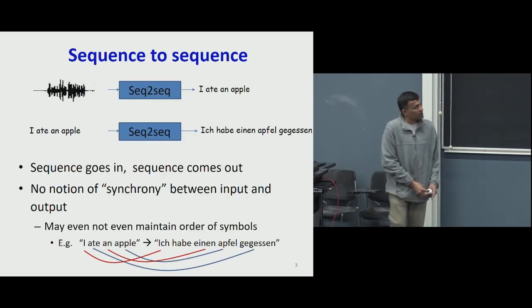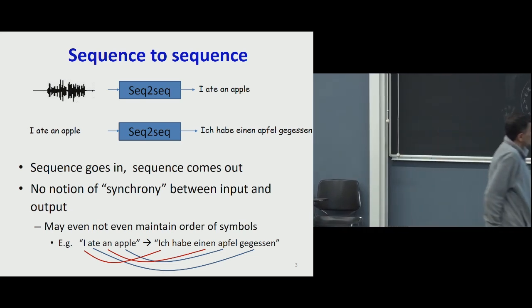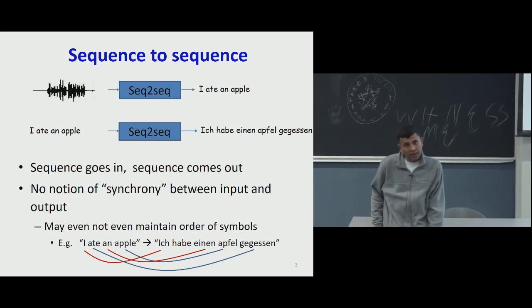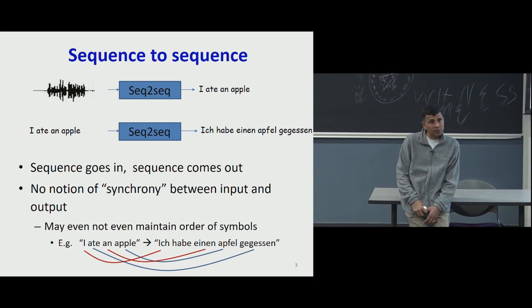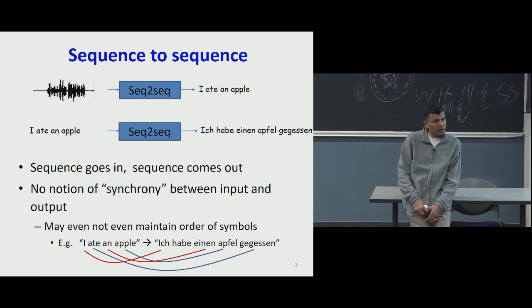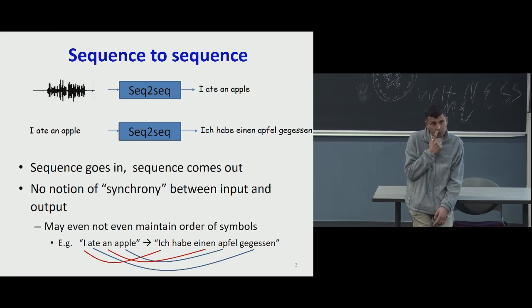So here are the two variants. Speech recognition, there's a sequence of vectors or samples that goes in. If you're working directly off the speech signal, then you would be getting 16,000 samples per second, or maybe all the way up to 44,000 samples per second. And the number of output symbols would be 4 or 5. Or if you're thinking of it in terms of phonemes, maybe up to 10, but not a whole lot more than that. So there's a great difference in the size of the input and the size of the output.